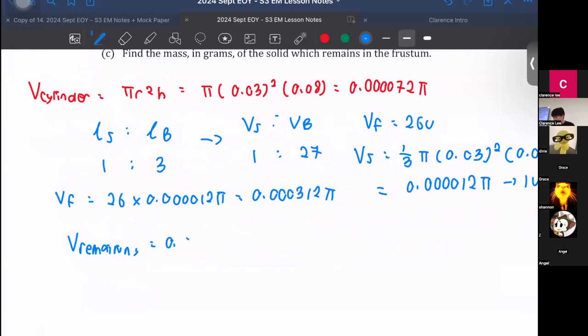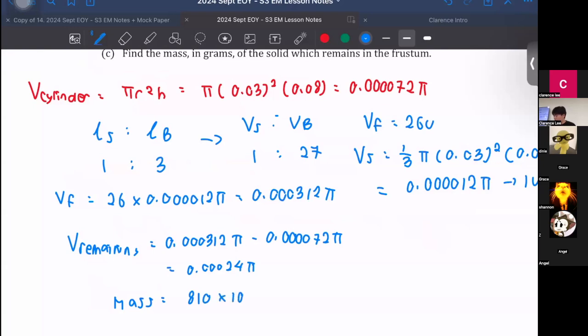So 0.000312 pi minus 0. Okay, then afterwards, you want to find the mass in grams. So you must take 810 times 1000 so that you convert to grams, then followed by times your volume, which will give me a final answer of 611 grams, 3SF.